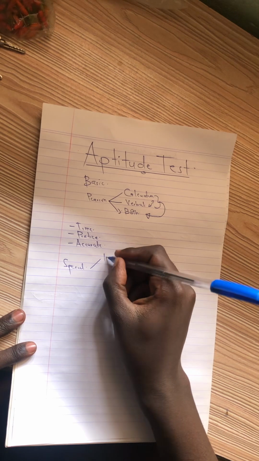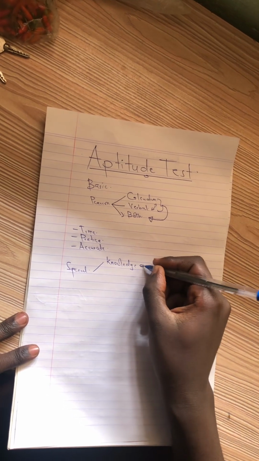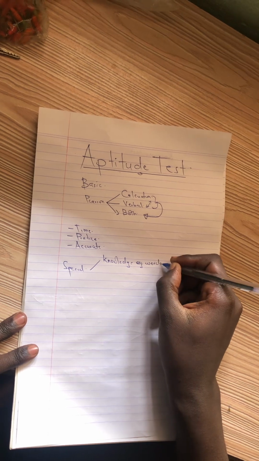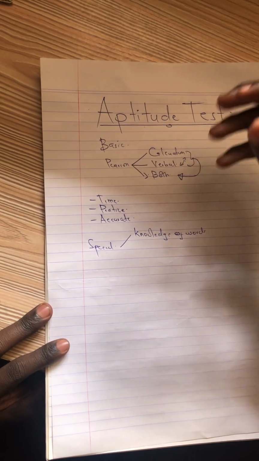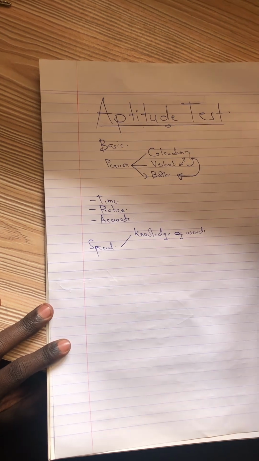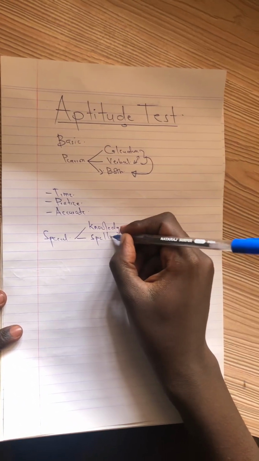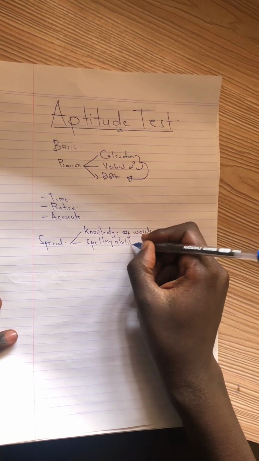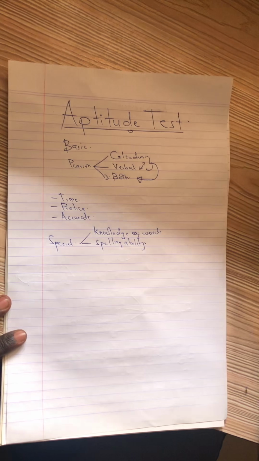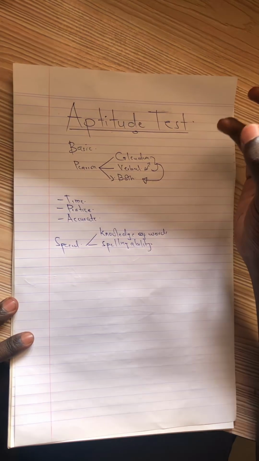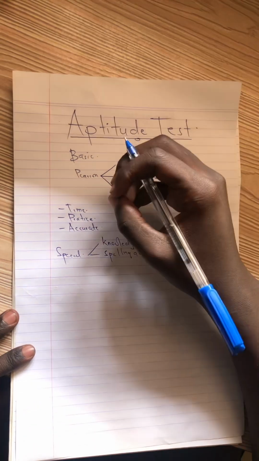So there are some special skills that you have to know. First of all, you have to have a knowledge of words. Know some new words because they normally bring in new things. Another one is that you have to have the spelling ability. You have to know the different kinds of words, how to use them, and spell them out. That is the spelling ability. But most of the time, just know how these questions are.